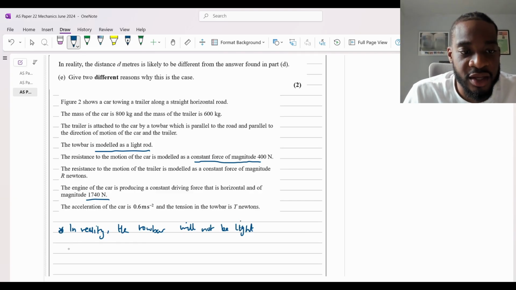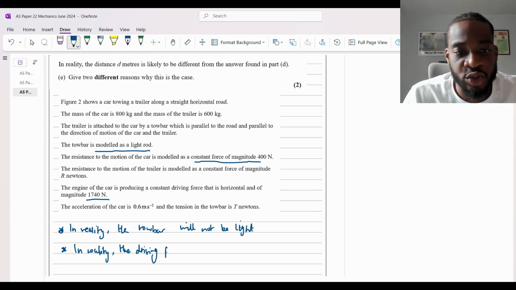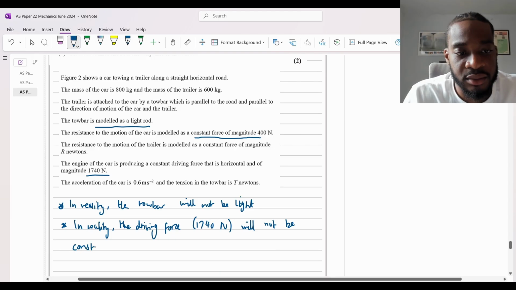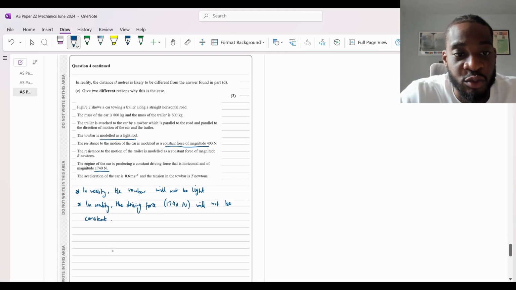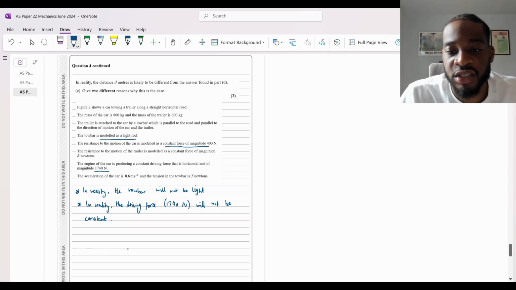So that's one. Another one is the driving force, right? In reality, the driving force, I'll write in brackets 1740 newtons, will not be constant. And that's literally it. Any of these two model assumptions you just negate, and then those will give you the 2 marks. The mark scheme has quite a few of them, but yeah, that is the mechanics part of the paper finished.